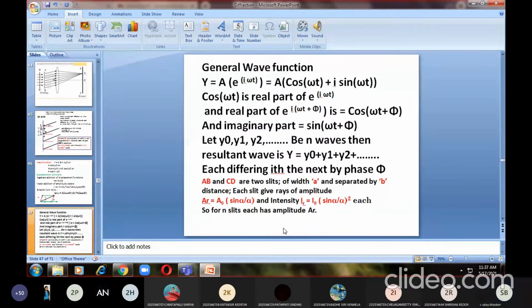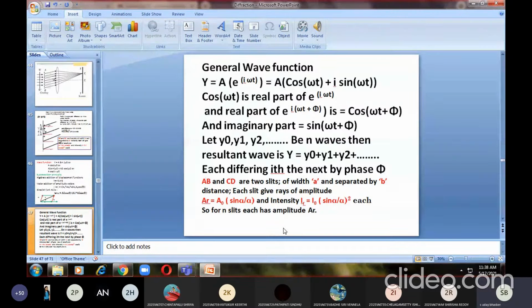So the general wave equation of any wave will be y is equal to a e to the power of i omega t, or plus or minus i omega t. We have N waves, which I consider as y0, y1, y2, y3, and so on, or y1, y2, y3, and so on to yn, whatever may be the case.